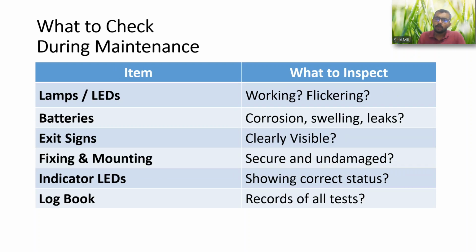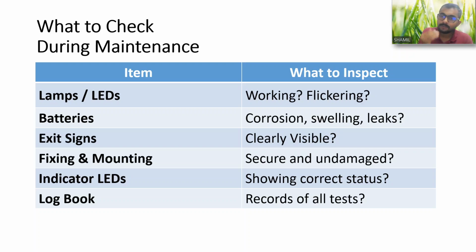Now, what all do we need to check during the maintenance time? We have to check the following things as you see in the slide. The first thing is the lamps and the LEDs. By lamps and LEDs, I mean the light fittings. We need to see whether the light fittings are working properly, whether LEDs are working properly, and whether there is any flickering in the LEDs or the lamps of the emergency lights. So that item we have to check when it comes to lamps and LEDs.